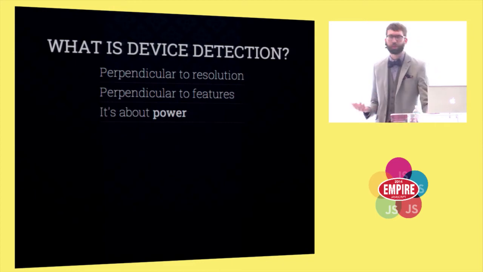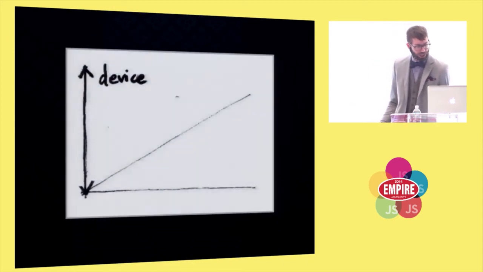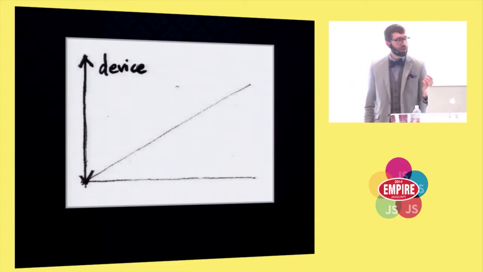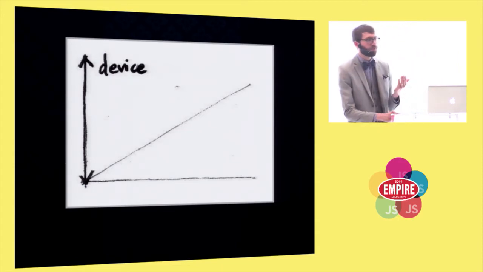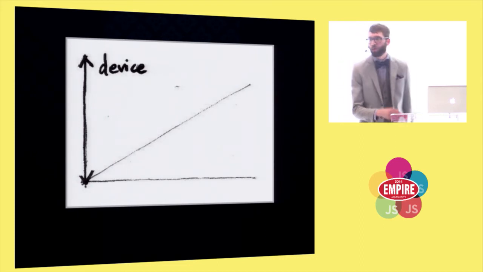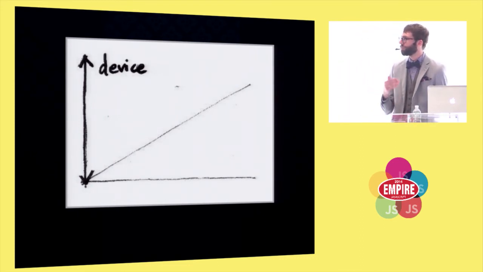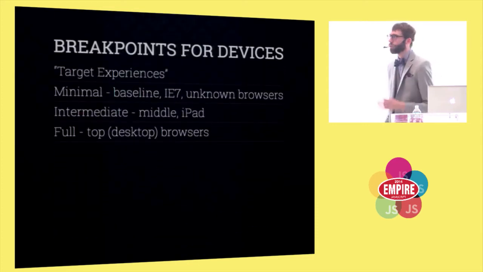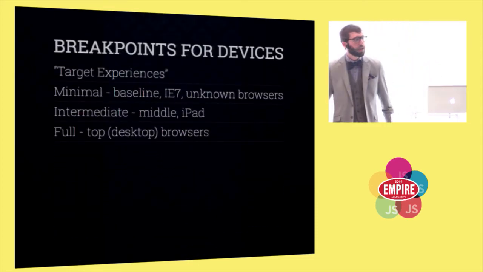And so if device detection is about power, it's not really that helpful yet because there's a lot of devices out there. So what I really find myself needing is breakpoints for my devices. I want what I had with CSS, where I can say, for this class of devices, I want it to behave this way, and for this class of devices, I want it to behave another way. And so we made breakpoints for devices at Gilt, and we call them target experiences.